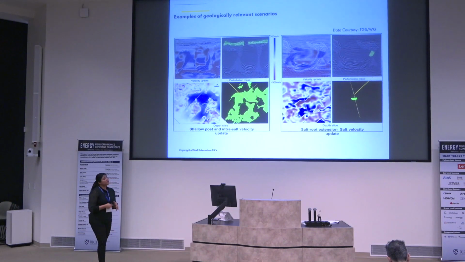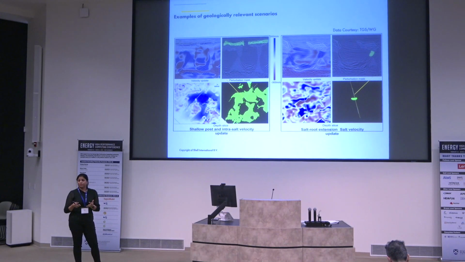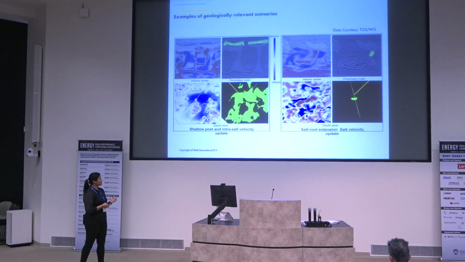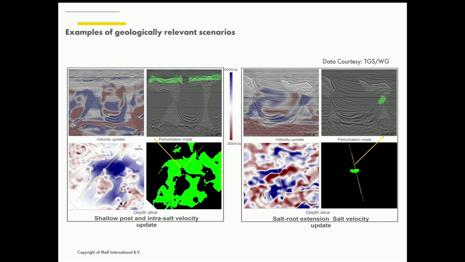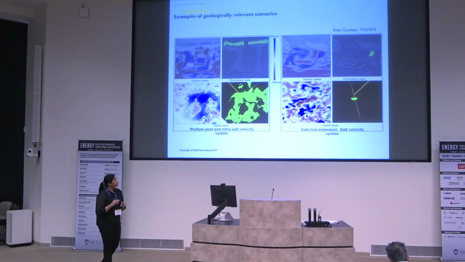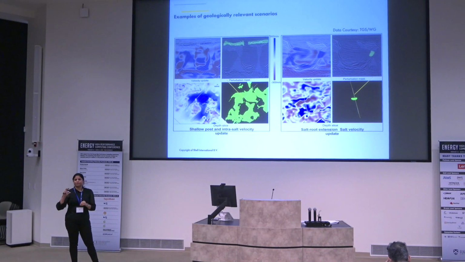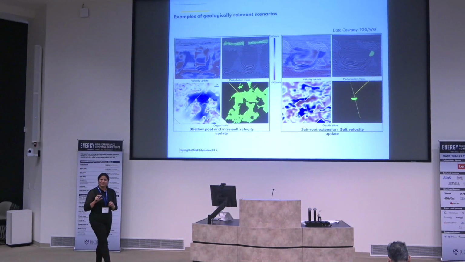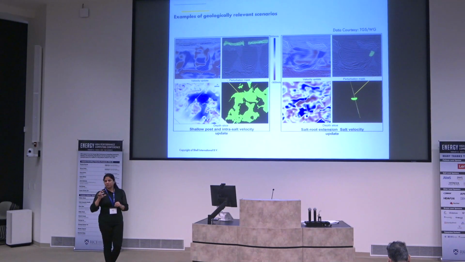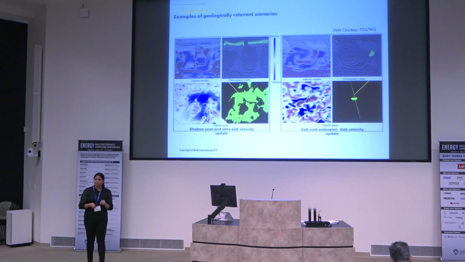Moving on to the next slide, very similar examples of the variability in terms of the versatility of the tool. The panel on the left is highlighting an intra-salt scenario, whereas the panel on the right is a really good example of being able to realize a salt root extension kind of scenario, which ends up adding a piece of salt to an existing salt body.